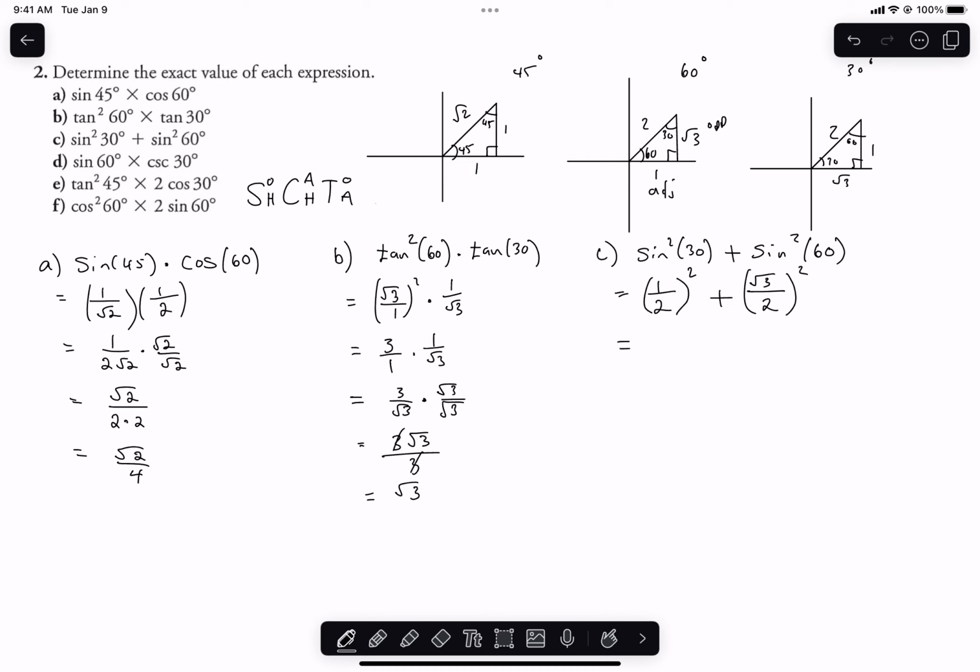In the next line, this is just a math exercise. The trigonometry portion is over, I'm just doing some math. So I've got to distribute that exponent. I should get 1 over 4 plus 3 over 4. And so I should get 4 over 4, which is going to reduce to 1.